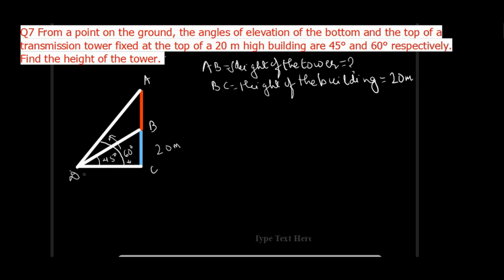And what else is given, from some point D we are given the angle of elevation of the bottom and angle of elevation of the top. That means we are given angle BDC which is 45 degree. Let me again show you this angle BDC, that means this angle BDC is 45 degree. This is given to you, and also you are given angle ADC, that is 60 degree. Okay, so let me show this angle ADC. This complete angle is given to you. Fine. Now we need to find AB.